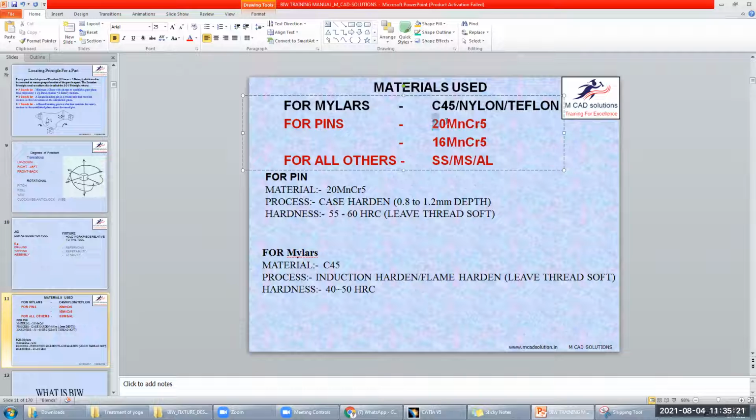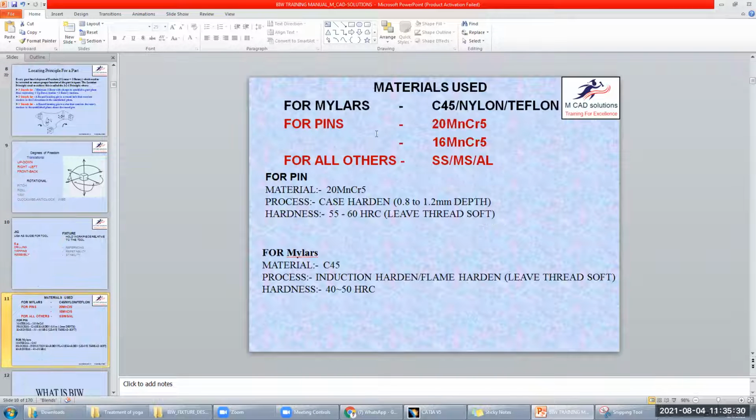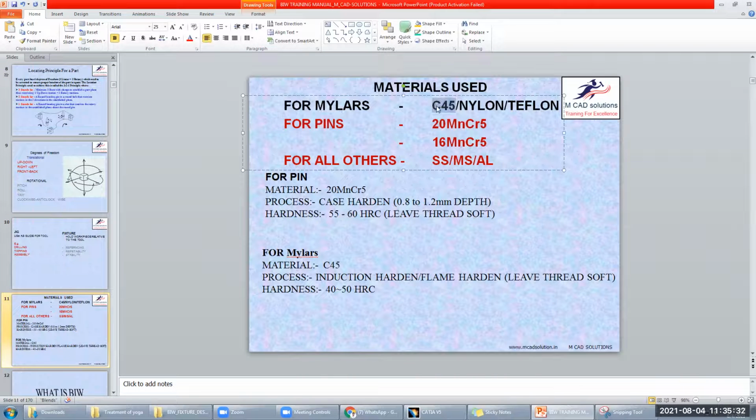So the material is 20 mm CR5. This is a round shape having various steps, one, two, three, a number of steps. If we are using C45, it is a hardened material. If it is a hardened material, we cannot do the machining, or machining will be critical, or we have to use a hardened tool for that machining. So the cost of the machining will be higher.